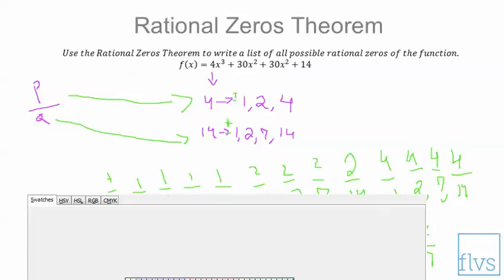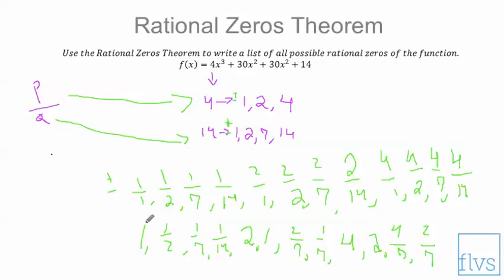And the reason we do that is now we can go back and eliminate any duplicates, because if you look closely, you've got a 1 here and a 1 here, so we don't need to list it twice. 1/2 is by itself. 1/7 is listed twice. We don't need it again. 1/14 is listed once. 2 has a second pairing here. 2/7 is listed twice, so we don't need to list it out.